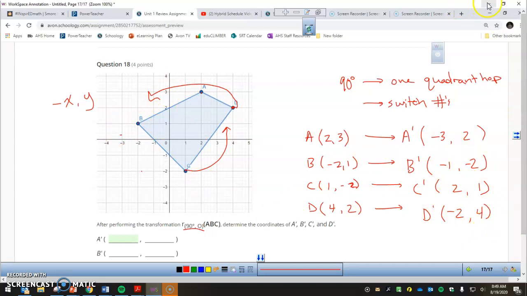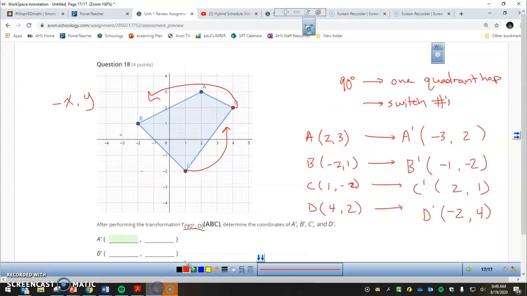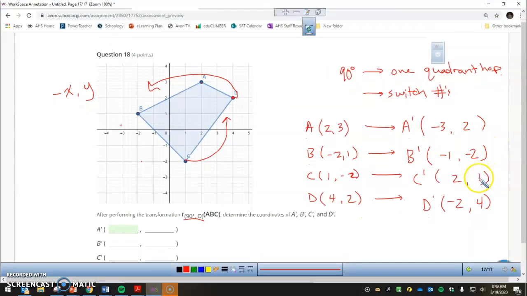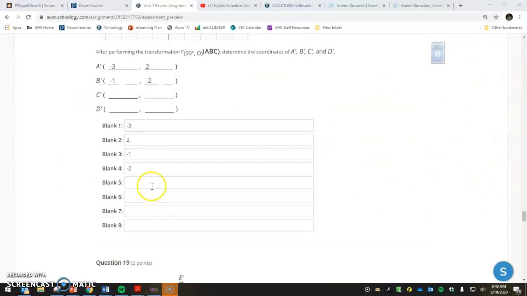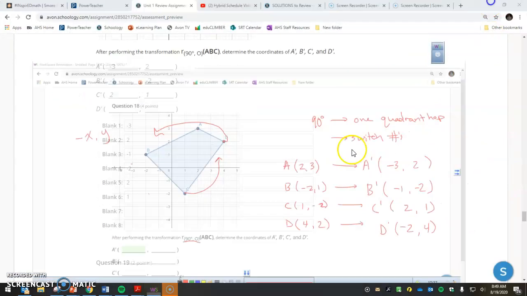So A is negative 3, 2. And negative 1, negative 2 for B. 2, 1 for C. And negative 2, 4 for D.